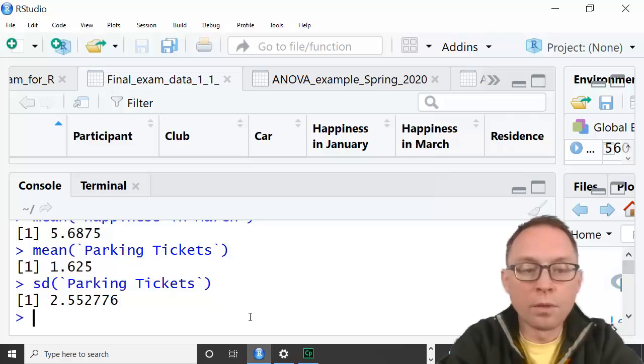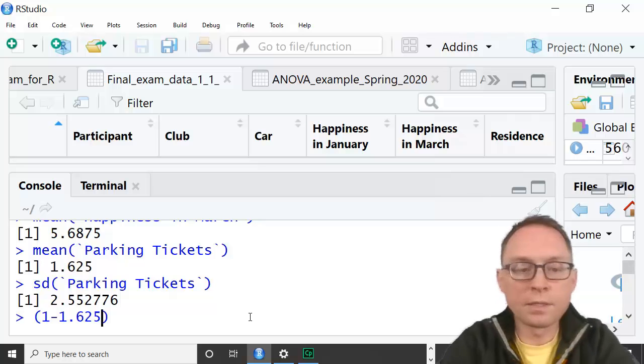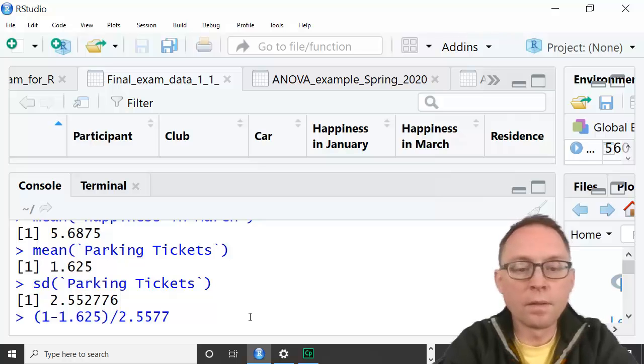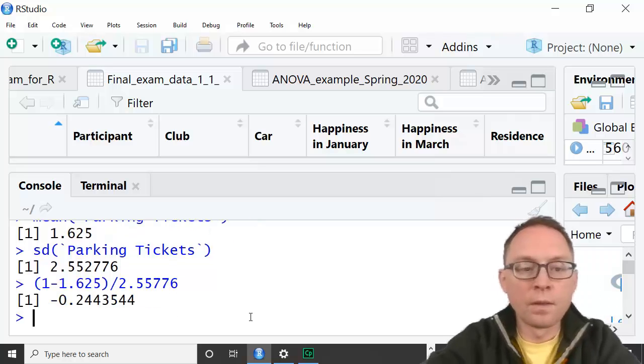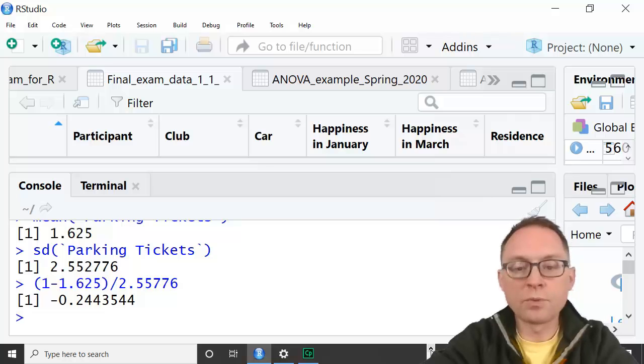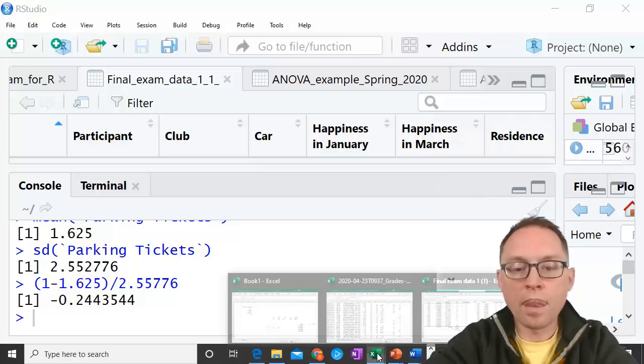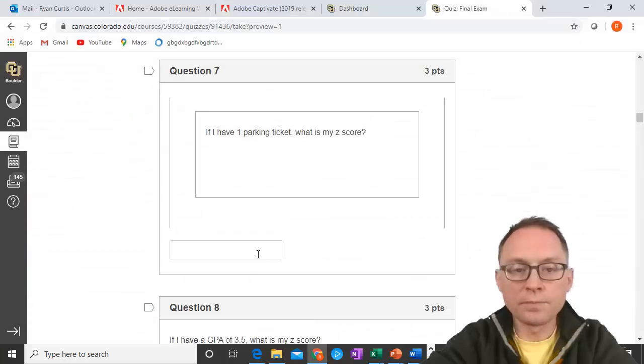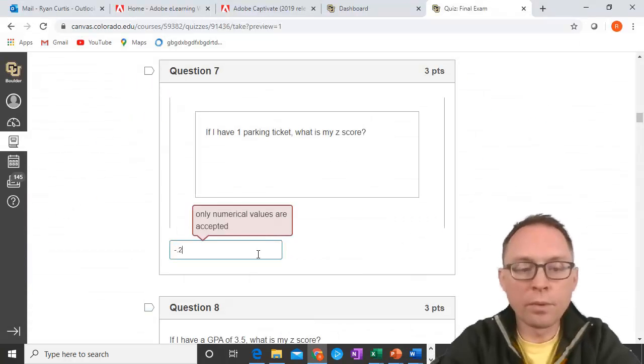We would do 1 minus 1.625. That's the mean for parking tickets, divided by 2.55, 776. Negative 0.24. Let's see if that's the same as what we got in Excel. Negative 0.24. So negative 0.24 is our answer.